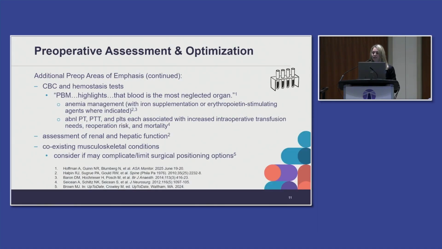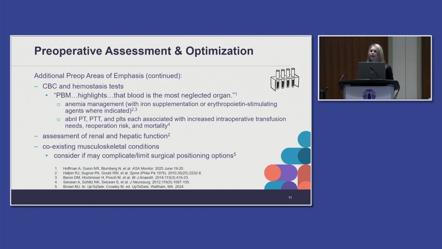If you haven't heard the term patient blood management yet, I predict you will be soon. It's getting more and more attention in the literature, but really goes back to at least about 15 years ago when the World Health Organization started noting that it should be a standard of care to improve patient safety and outcomes. And just this year, Hoffman et al. wrote that blood is the most neglected organ.